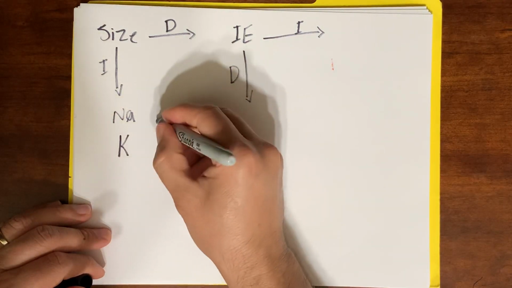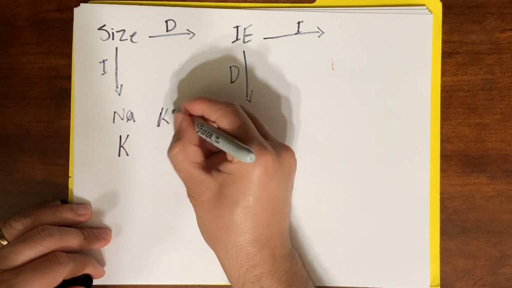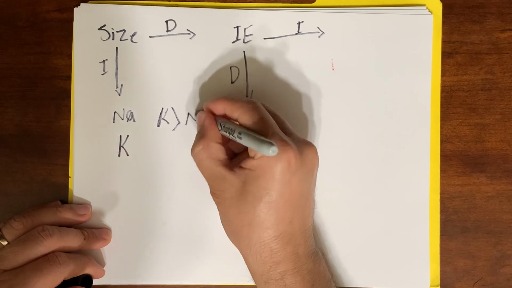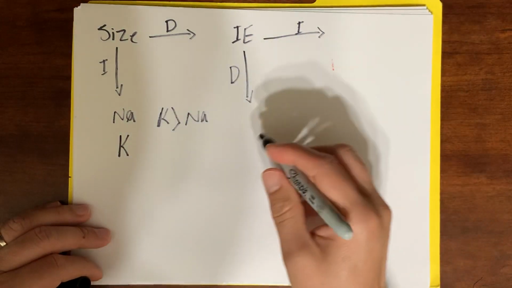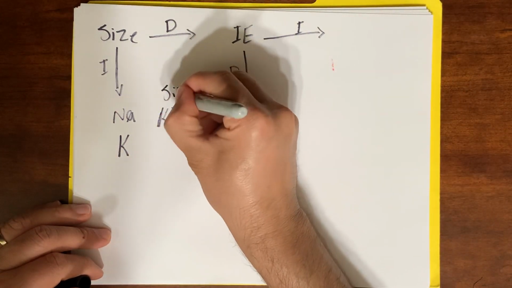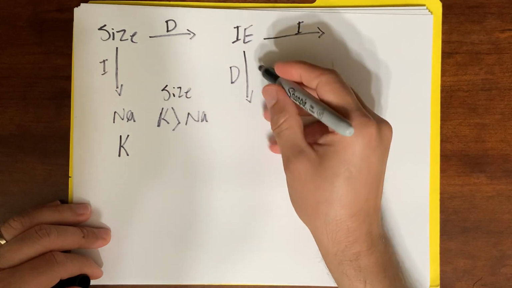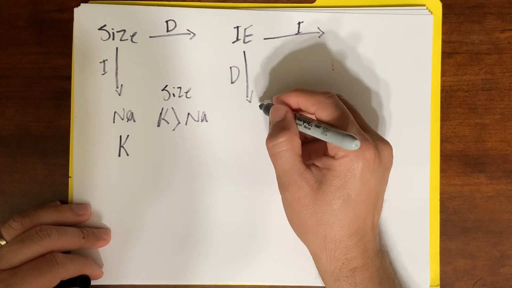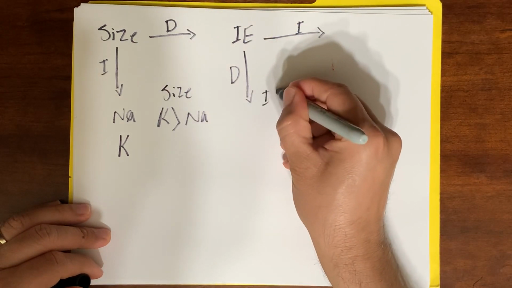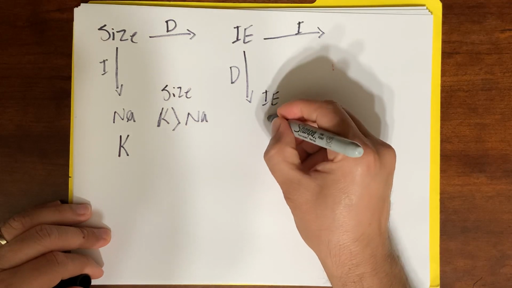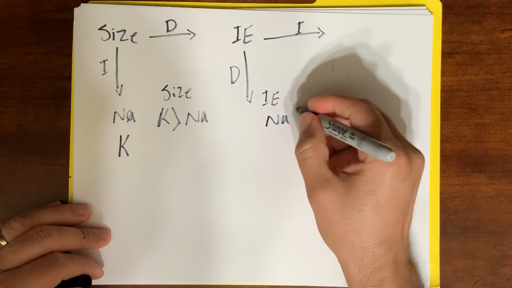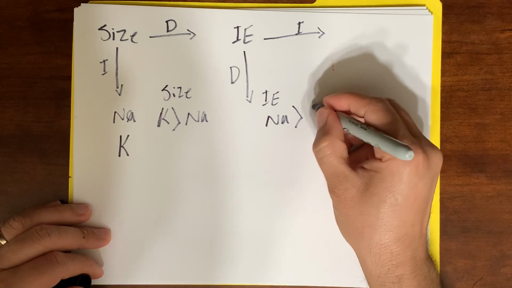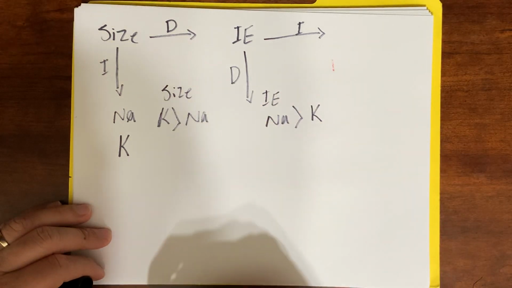Okay. So we say size of potassium is bigger than sodium. This is the trend for size. And when you compare the ionization energy, the ionization energy of sodium is going to be higher than the ionization energy of potassium.